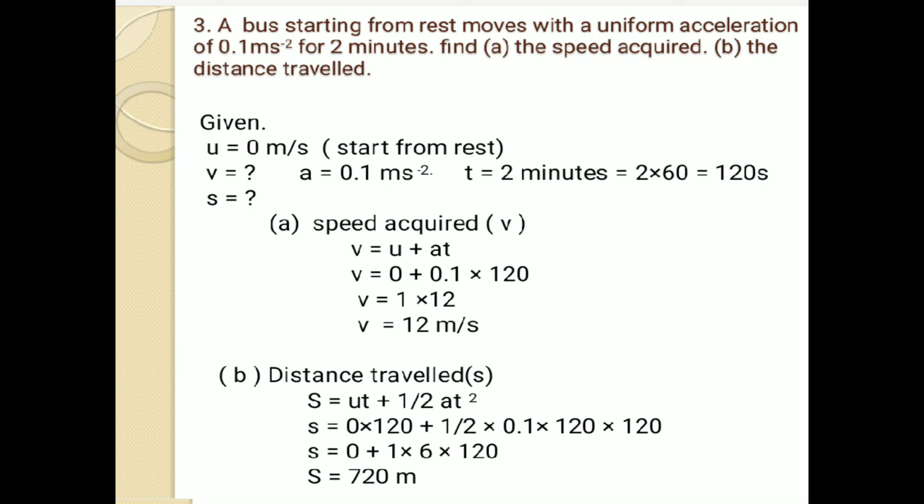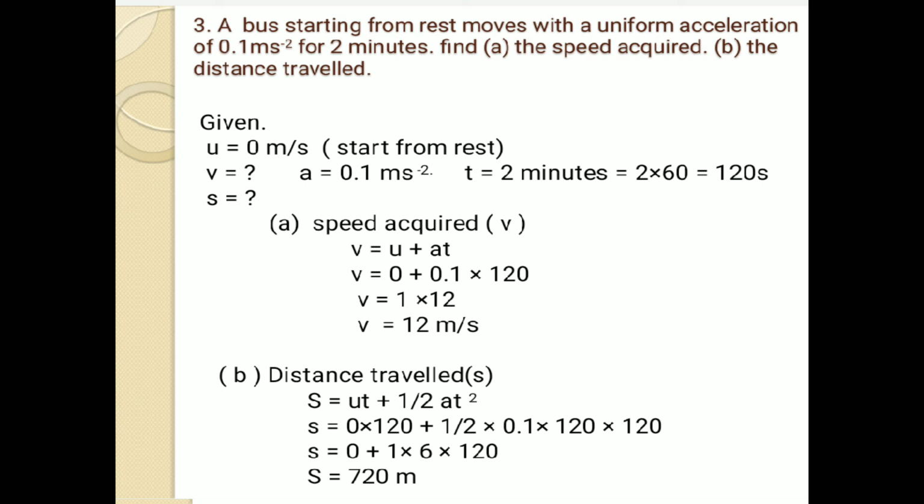See the second question: a bus starting from rest. You have to remember, wherever you get a bus or any object starting from rest, the initial velocity will become 0. Keep that in your mind. If a bus finally comes to rest, the final velocity will become 0. A bus starting from rest moves with uniform acceleration of 0.1 meter per second square for 2 minutes. Find the speed acquired and the distance traveled. Speed acquired is obviously the final velocity.